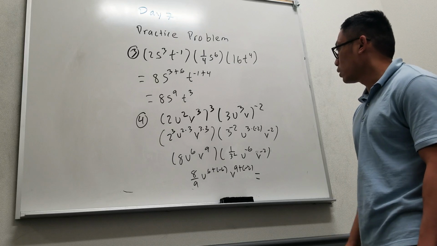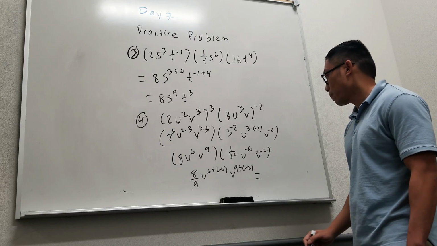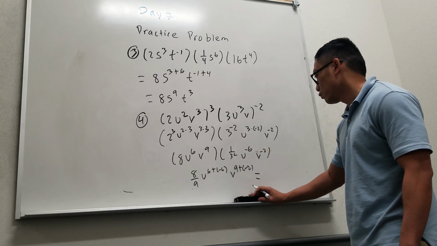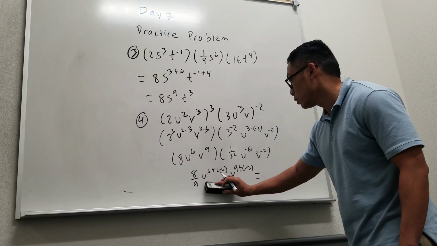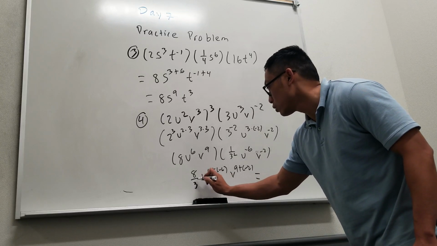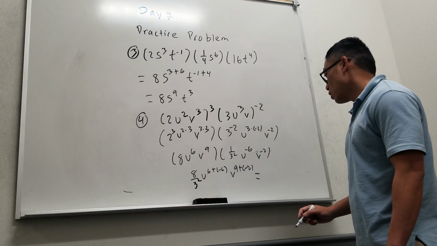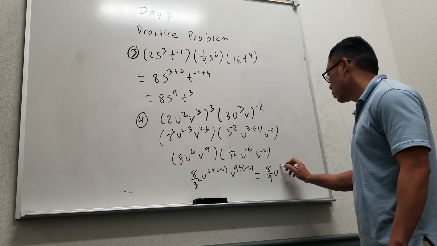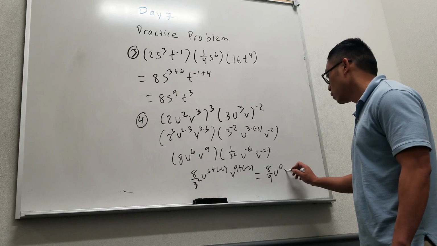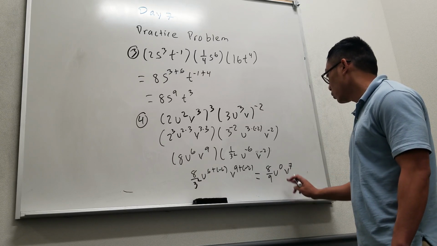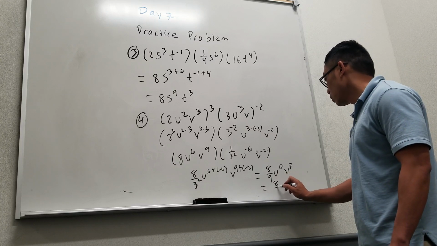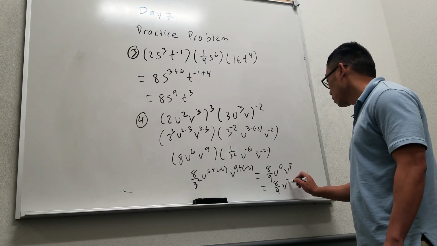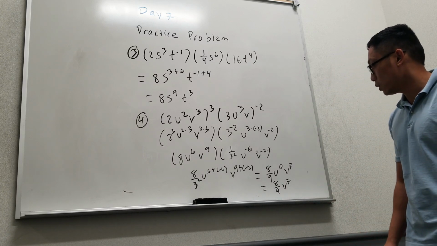I can still simplify this, right? Multiplying this and that, and that would be 8/9. This is u to the 0, and then v to the 7, right? So what is u to the 0? Isn't that just 1? As long as u is not equal to 0. So there you go, that's your answer: 8/9 v to the 7.